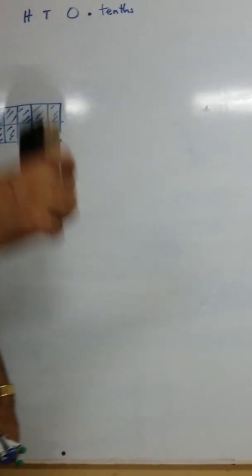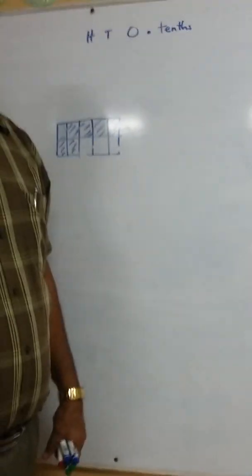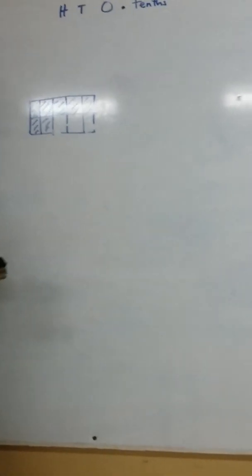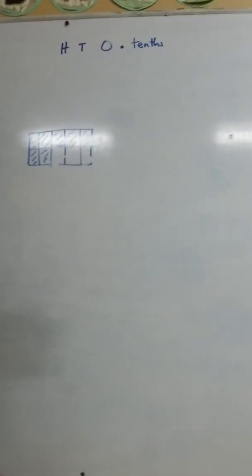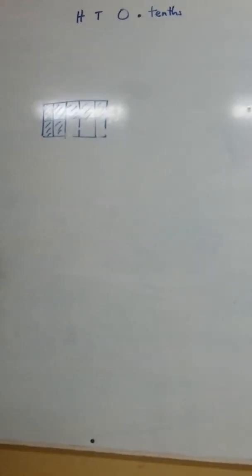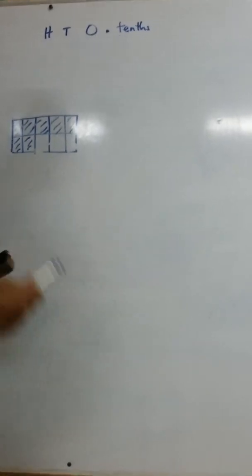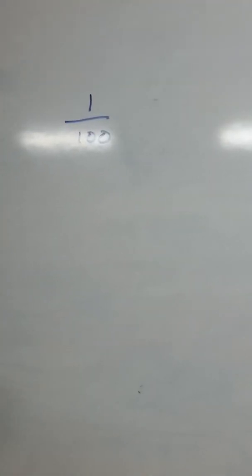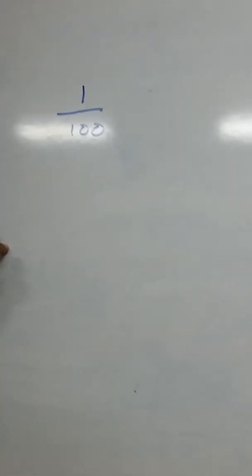Likewise, if we have a whole and we divide a whole into 100 pieces, imagine you had a cake and you slice that cake into 100 pieces. How would you call one piece? You will call one piece one slice out of 100 slices. It will be a very small piece.